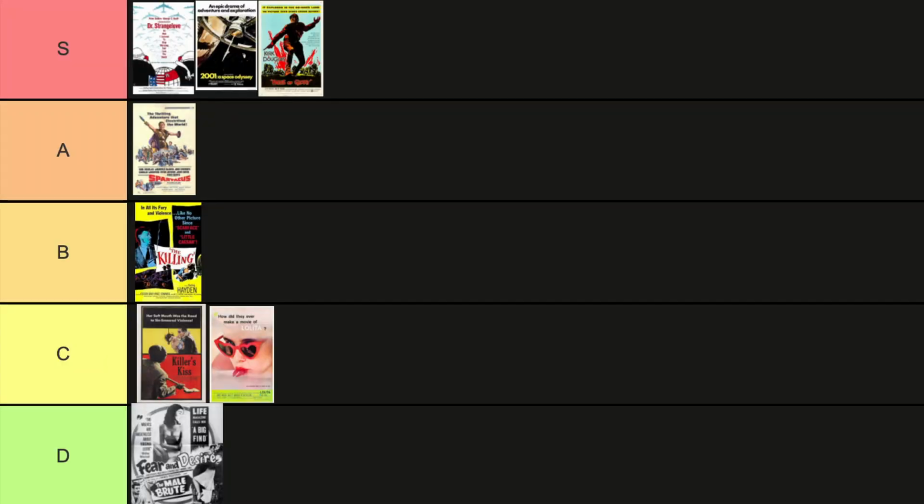But anyway, 2001: A Space Odyssey is a goddamn masterpiece, even with all the issues with it. It's a goddamn cinematic masterpiece, and it's going in the S tier. Better than Paths of Glory.